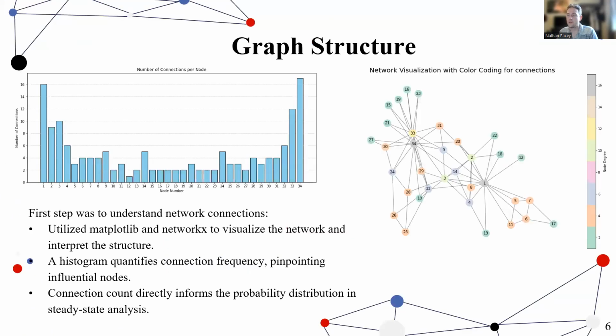So to start off, I defined the graph structure using Python and visualized it with Matplotlib and NetworkX. To understand how this graph was connected, I looked at the node degree, or the number of connections from each node, and where they were located in the visualization. This helps me understand which nodes have the most friends, which have the least, and kind of where they're connected to in the graph itself.